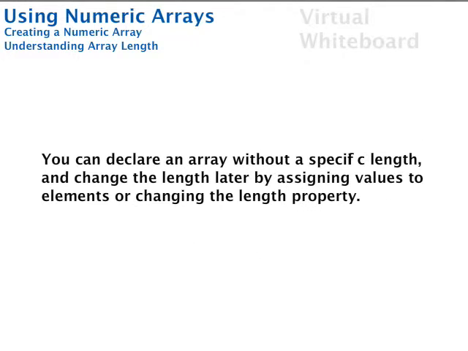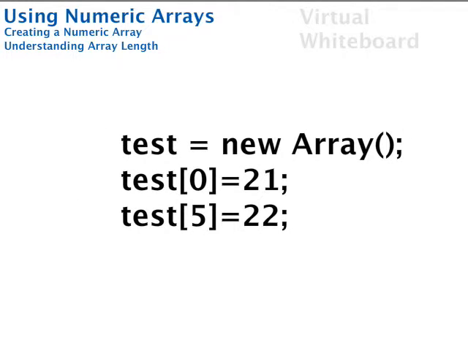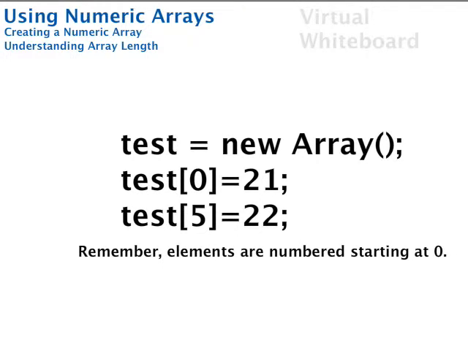You can declare an array without a specific length and change the length later by assigning values to elements or changing the length property. For example, these statements create a new array and assign values to 2 of its elements. In this example, because the largest index number assigned so far is 5, the array has a length property of 6. Remember, elements are numbered starting at 0.